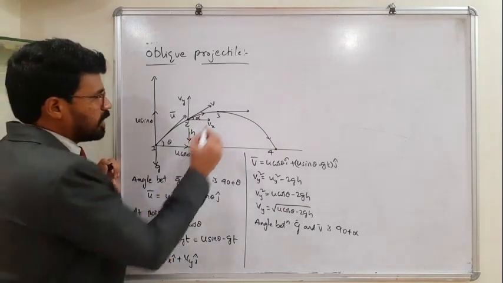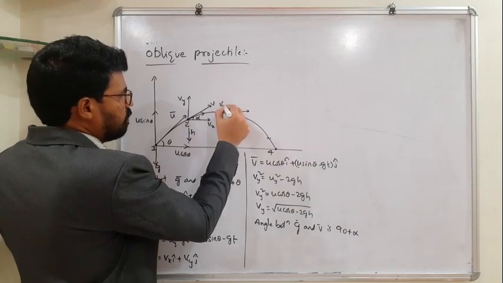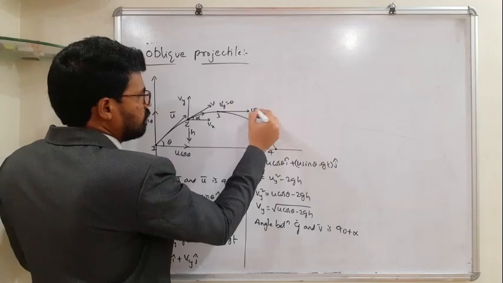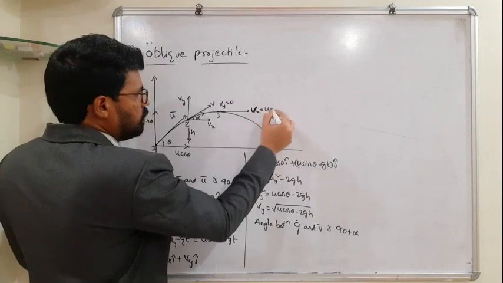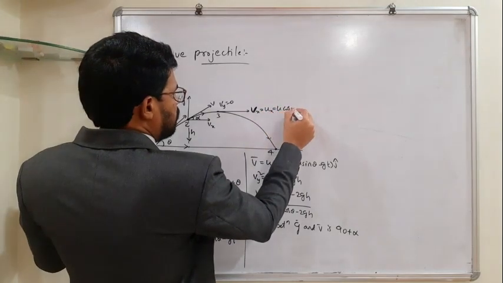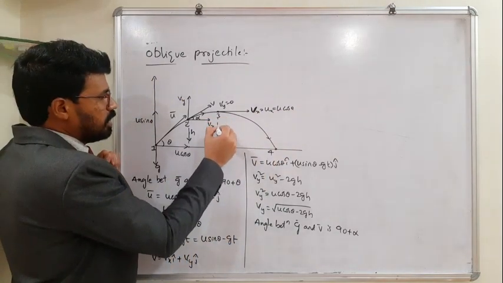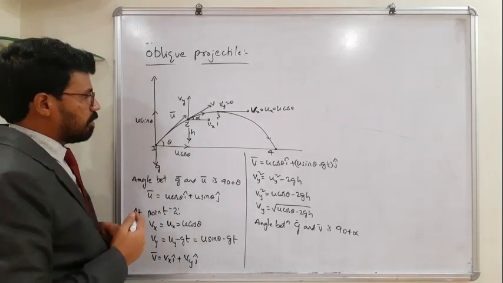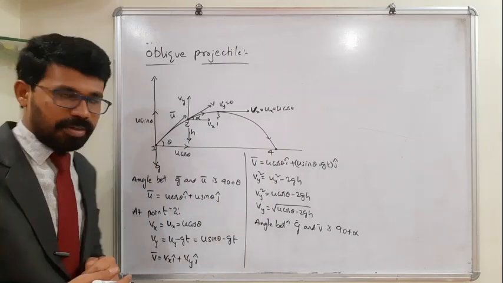What about point 3? By the time it reaches the highest position of the trajectory, vy, the vertical component, becomes 0, and the horizontal component vx is equal to ux. Vx and ux both are the same, equal to u cos theta. So here the total velocity is itself u cos theta. And what about the angle between acceleration due to gravity and this velocity? It's 90 degrees.